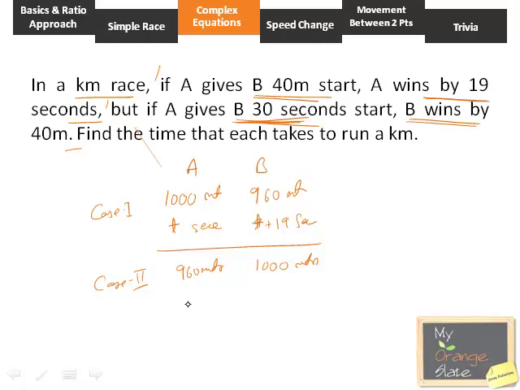But then friends, can we take t seconds here? Actually no, because what we have assumed t to be is time for A to run 1000 meters. Thus for 960 meters, the time that A would take would be 24 by 25 t. And thus the time that B takes to cover 1000 meters is 24 over 25 t plus 30.